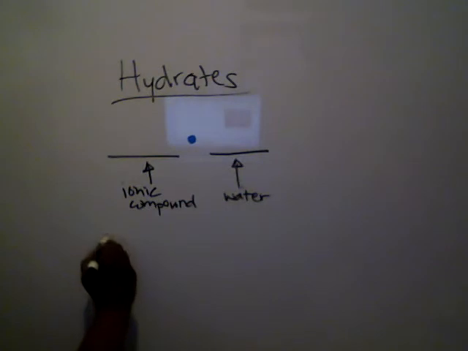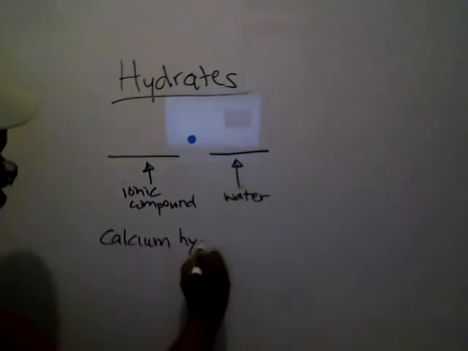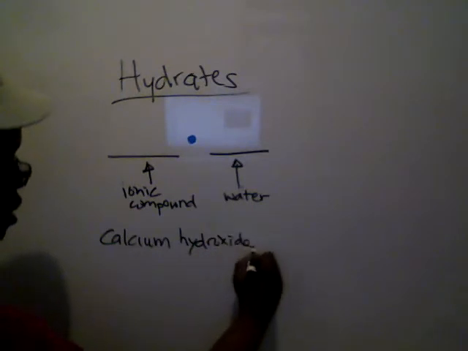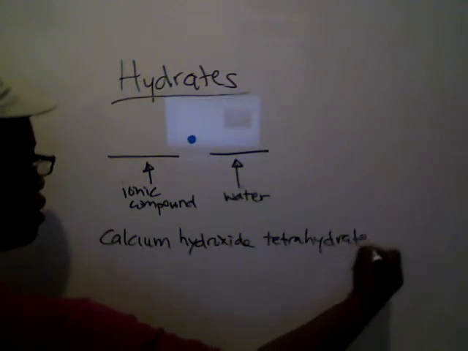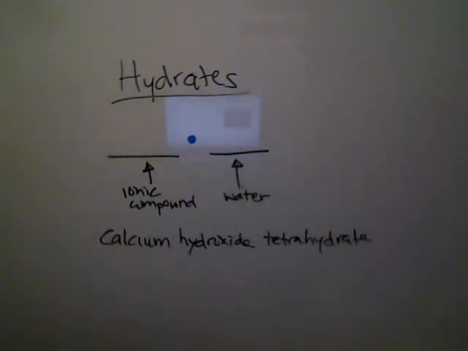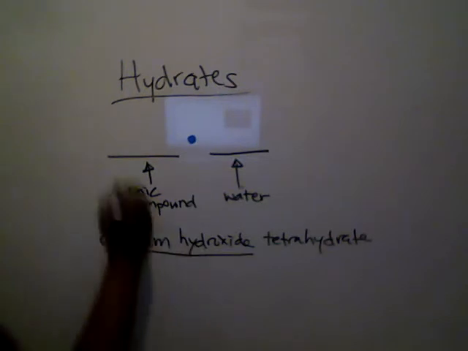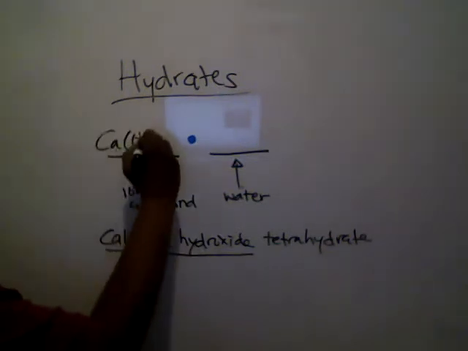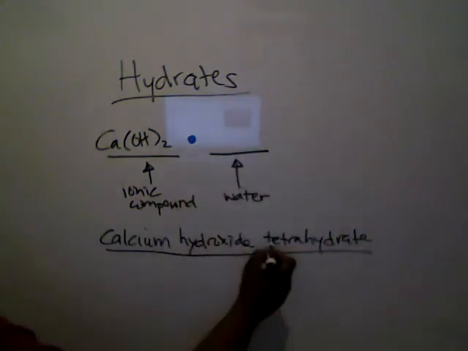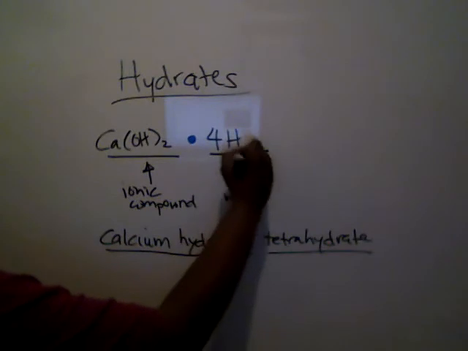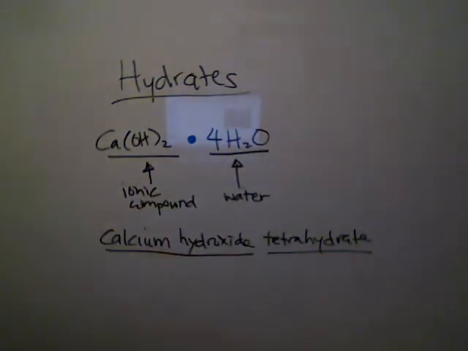So you might have something like, if I give you the name, calcium hydroxide tetrahydrate. Okay. So this is our ionic portion here, calcium hydroxide, that's going to be Ca(OH)2. Tetrahydrate, that's what we put here. Tetra means 4. We have 4 waters. So that would be the formula for this guy here.